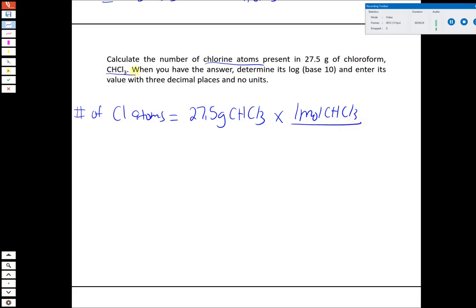I'm not going to go through that calculation, but it's 12.01 for carbon, 1.008 for hydrogen, and 3 times 35.45 for chlorine. So the molar mass of this actually is 119.37 grams per mole. So we're going to divide by that to cancel out grams and convert to moles of CHCl3, chloroform.